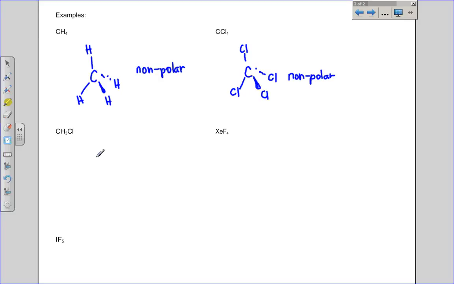Let's look at CH3Cl. We're moving through a series of molecules that are similar to one another. They're all tetrahedral in nature, and we're just changing the atoms attached to the central atom. Now this particular molecule is not symmetrical. The atoms attached to the central atom are not the same. So what we need to do is actually look at the difference in electronegativity between the individual bonds to decide if there are polar bonds.